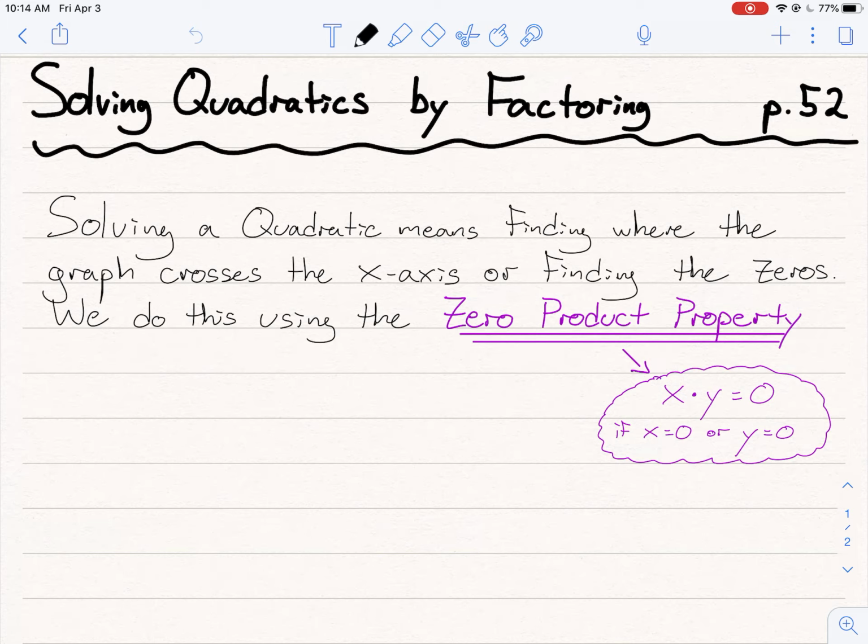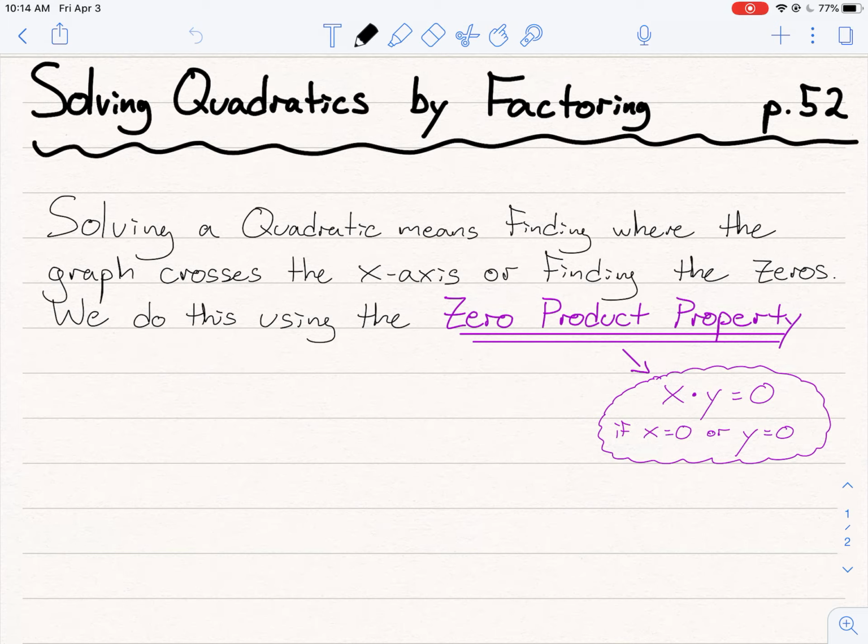We looked at a bunch of different ways to factor expressions, whether it's factor by grouping, factoring just with two binomials, or if you had to multiply the first and the last term and then regroup. Any of those methods would work for this, but we do want to solve by factoring. So solving a quadratic means you're finding where the graph, the actual physical picture of the graph, crosses the x-axis, or finding where the zeros are. We do this using the zero product property.